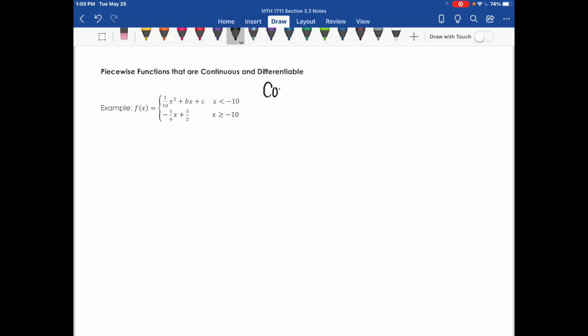So the first thing we're going to address is the continuity. To make sure that we find values of b and c so that these pieces line up and it's continuous with no holes or breaks, we want to make sure that these two pieces, I'll color code it to piece number 1 and piece number 2, are equivalent at x equals negative 10, because that is where the pieces connect.